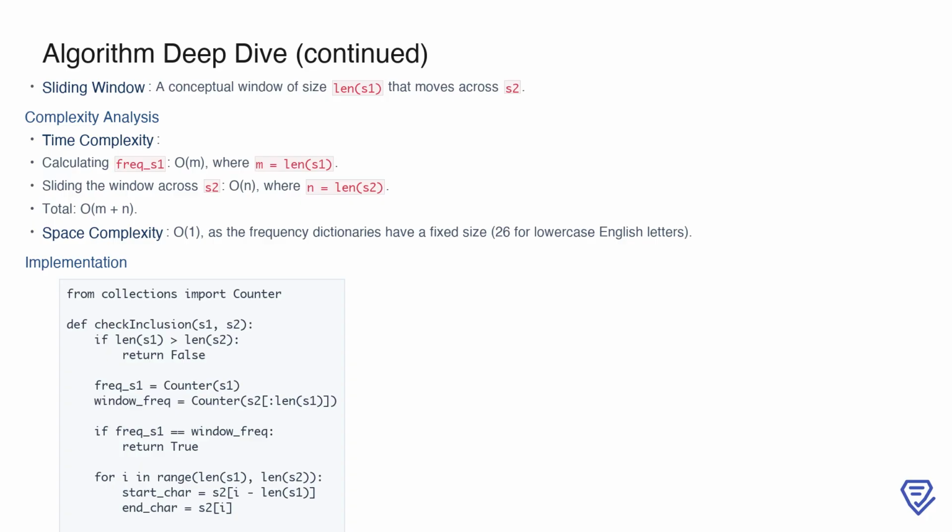Next, we define the function checkInclusion that takes S1 and S2 as inputs. If S1 is longer than S2, we immediately return false. Otherwise, we calculate the frequency dictionary for S1 and initialize the frequency dictionary for the first window of S2. If the two frequency dictionaries match at this point, we return true immediately.